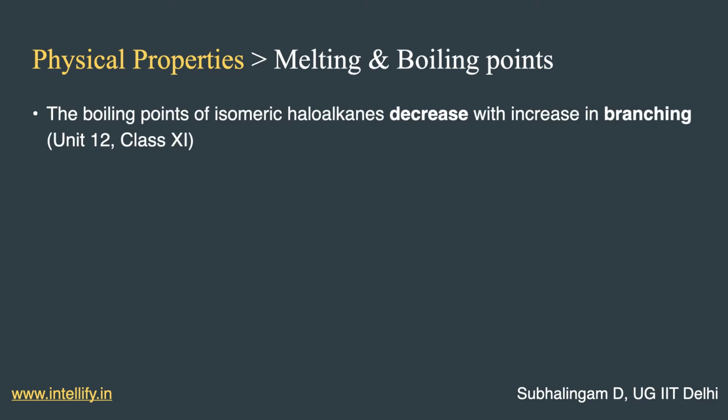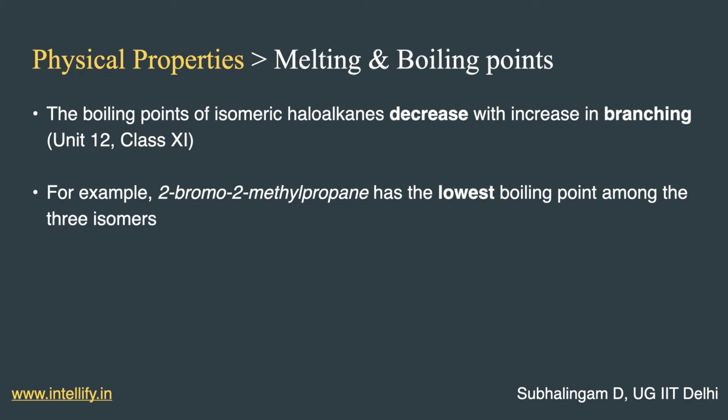The boiling points of isomeric haloalkanes decrease with increase in branching, which we have seen in Unit 12 of Class 11. For example, 2-bromo-2-methylpropane has the lowest boiling point among the three possible isomers because this has the maximum branching possible.